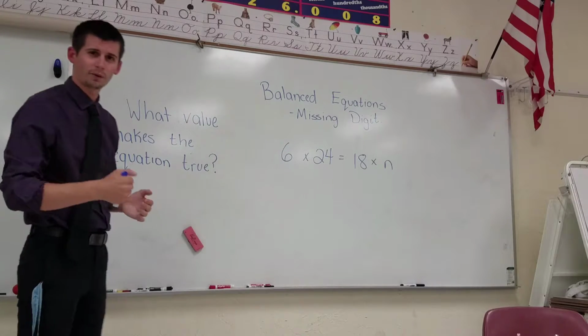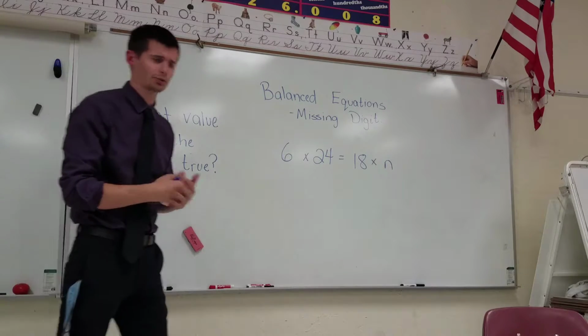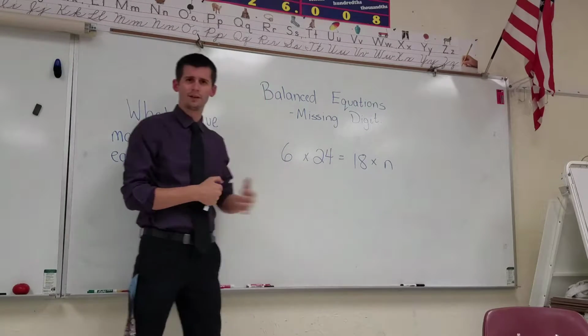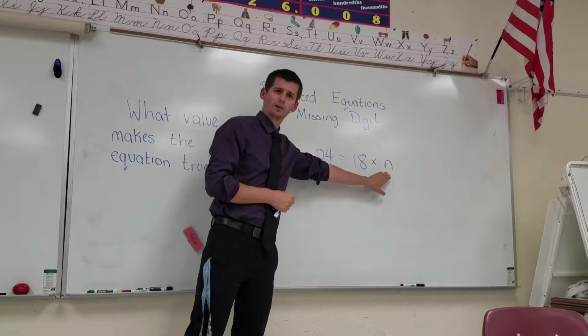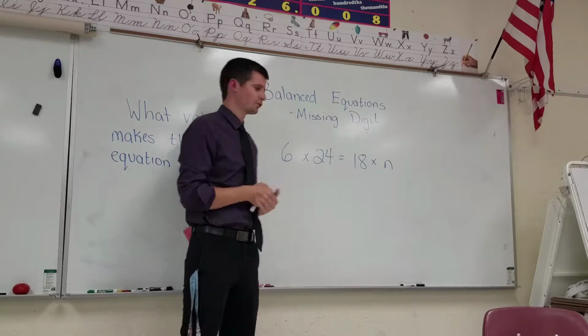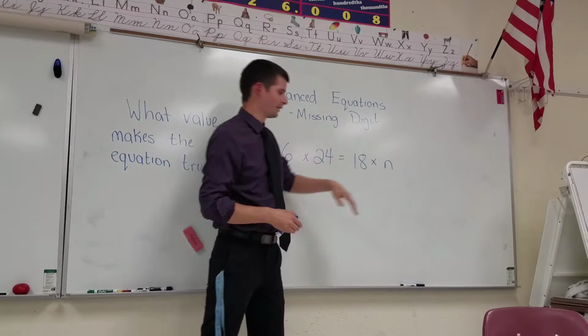We have a missing digit. The question we're answering is, what is the value that makes the equation true? So we have an equation here. It's a number sentence with an equal sign. So I want to know what number for n will make this statement true. So that means that this side would be equivalent to this side.